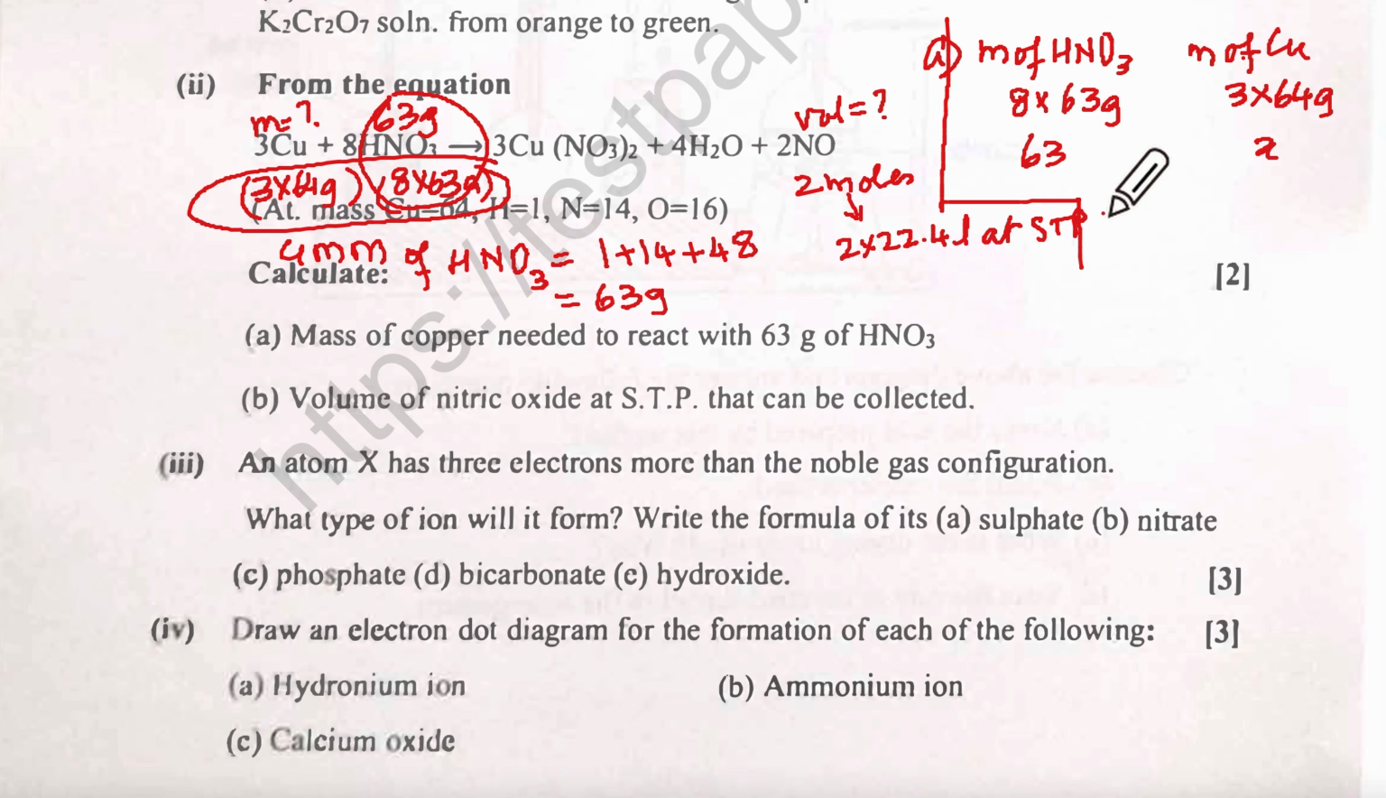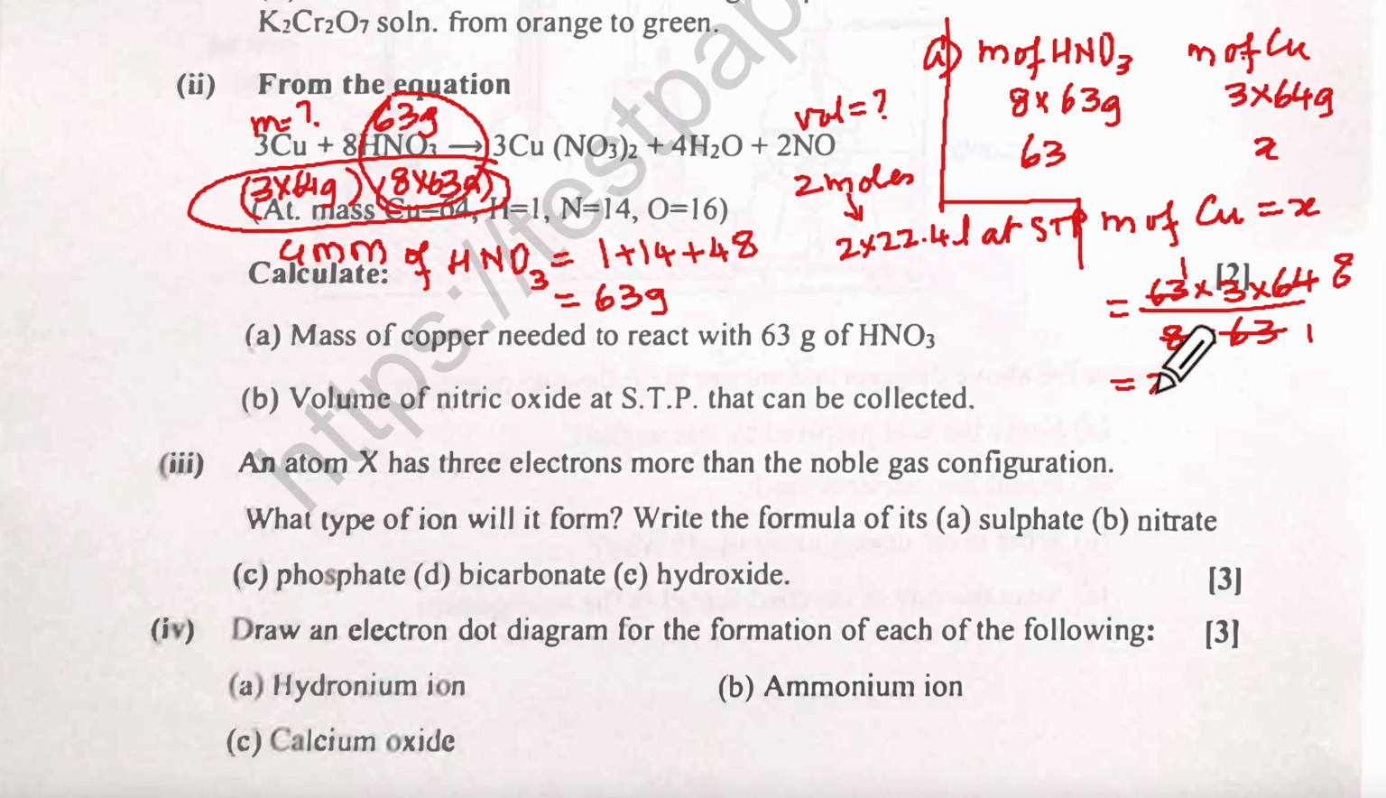And what is my X? Mass of copper equal to X equal to numbers across multiply means 63 into 3 into 64 upon 8 into 63. It's 24 grams. This is, put it in a box and write over there answer A.